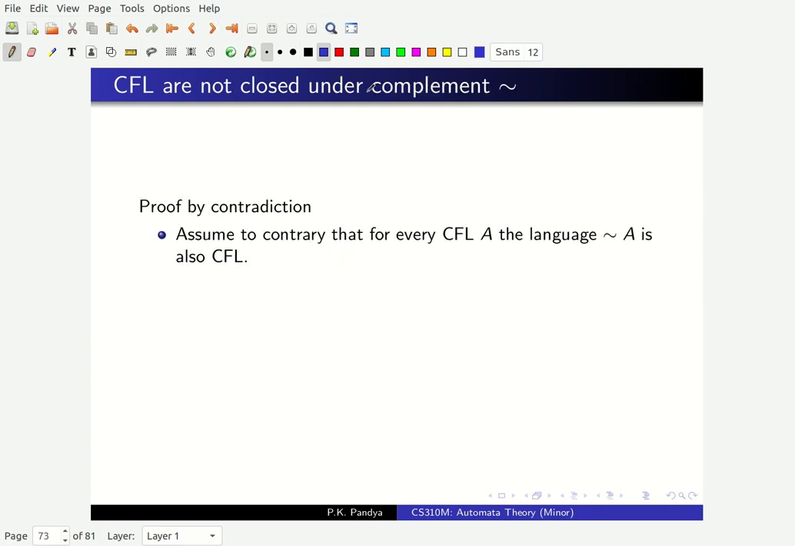What about complementation? It turns out that context free languages are not closed under complementation either. And we will give this proof by contradiction. Let's assume that for every context-free language A, the complement of A is also context-free. Okay, if that is the case, let A and B be some arbitrary context-free languages. We can write down their intersection using set theory as follows.